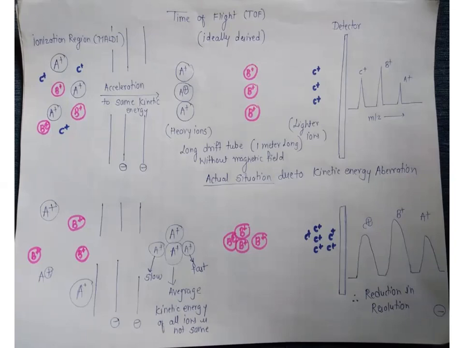Now once those ions enter into the long drift tube, they have gained the same kinetic energy, and you're aware about the formula of kinetic energy, which is equal to 1 half mv square. So this indicates if the ions have the same kinetic energy and if they are differing in their masses, so naturally the velocities of those ions will be also different. If the ion has higher mass, in that case it's going to have lower velocity, and if the ion has the lower mass, it's going to have a higher velocity.